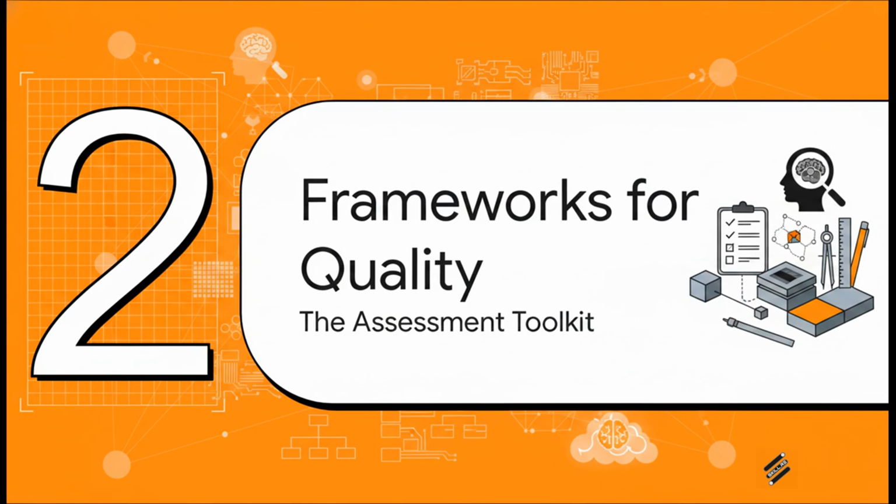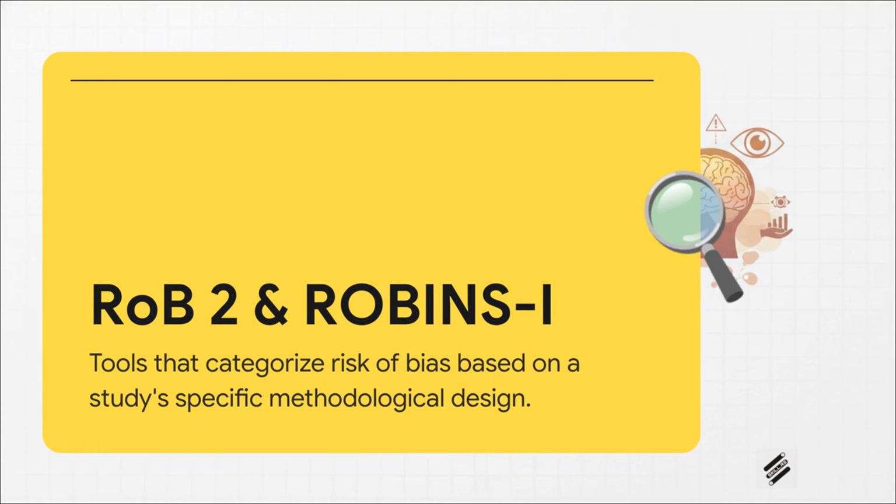Moving on to Section 2, Frameworks for Quality Assessment, the Toolkit. The golden rule here is that you must use the right tool for the right study design. Think of these tools like our industry's specialized tape measures. For randomized controlled trials, or RCTs, the absolute standard is ROB2. That's Risk of Bias 2. It assesses domains like the randomization process and deviations from intended interventions. But if you're looking at observational studies, you've got to switch gears to ROBINS, which stands for Risk of Bias in Non-Randomized Studies. We definitely don't apply universal criteria blindly.